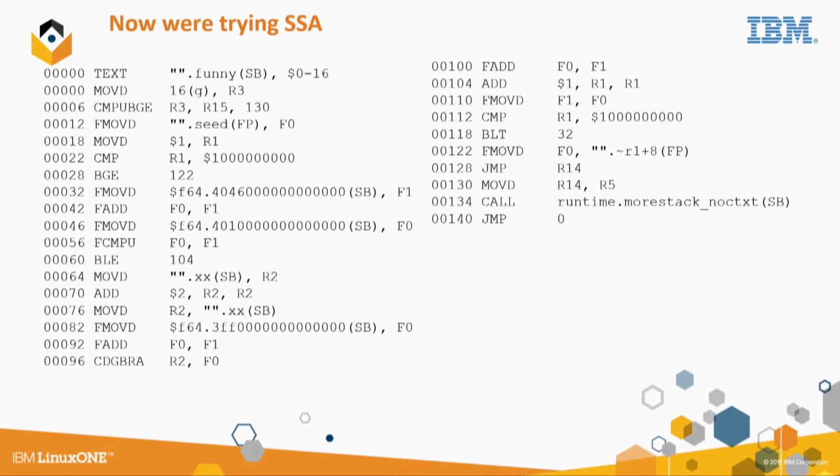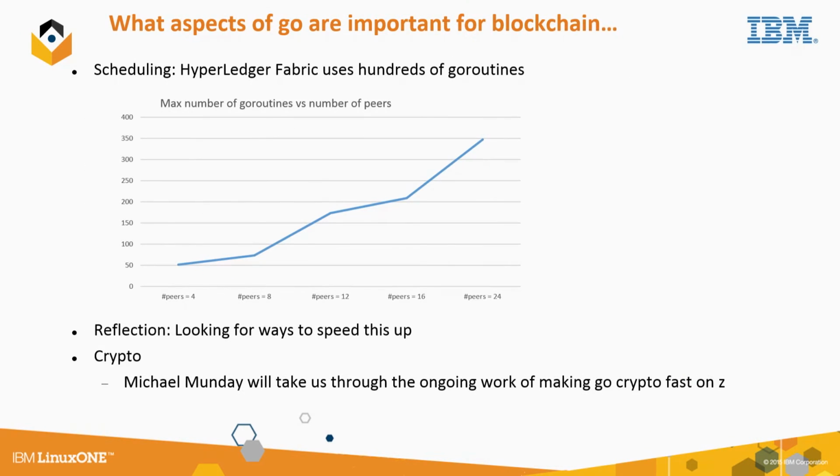And now we're getting into SSA. I won't go over this other than to say this piece of code was compiled with an SSA version of our compiler, and is significantly shorter than the other versions I showed you. So we're making some progress there. It's still not ready for prime time, but hopefully we'll get there.